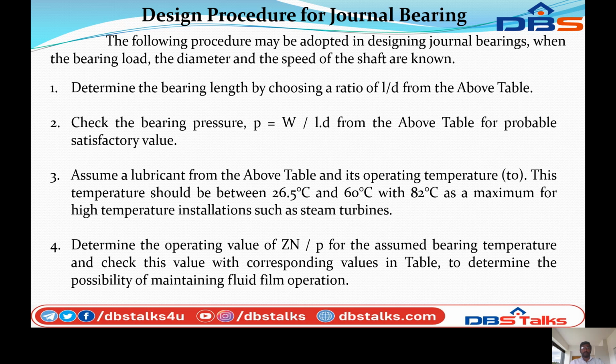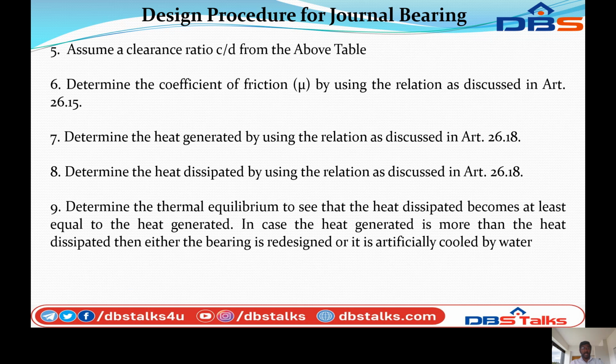So next step, assume a clearance ratio C by D from the above table. We can see the clearance ratio C by D in the above tabular column also. Next, determine the coefficient of friction mu by using the relation discussed in article 26.15. Next step, determine the heat generated by using the relation discussed in article 26.18. Next, determine the heat dissipated by using the relation as discussed.